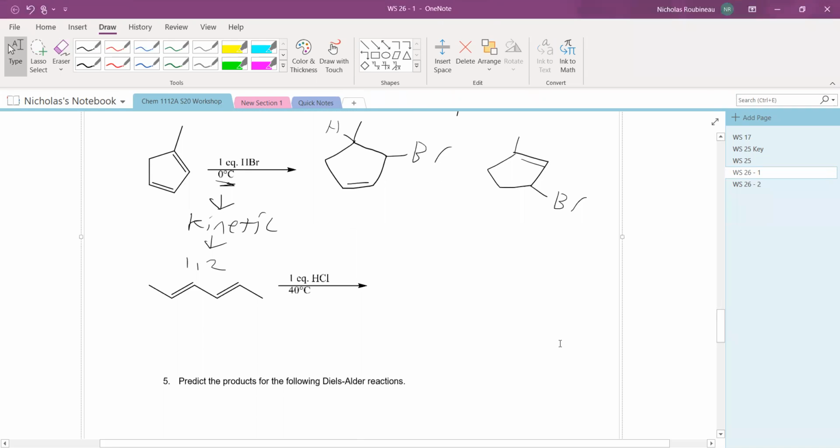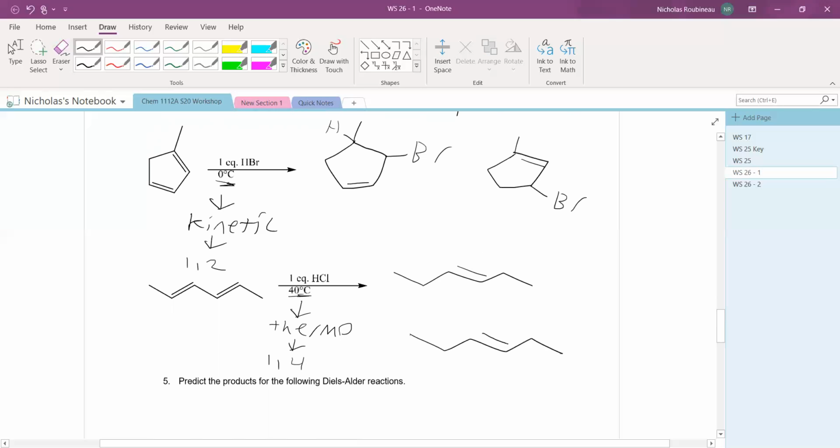I'm guessing there aren't any other questions. So this last one, for this question at least, it's 40 degrees, high temperature. So it's going to be under thermodynamic control, which means we're going to get the 1,4 products. In both cases, the double bond is going to be where the single bond basically leading to the conjugation was.